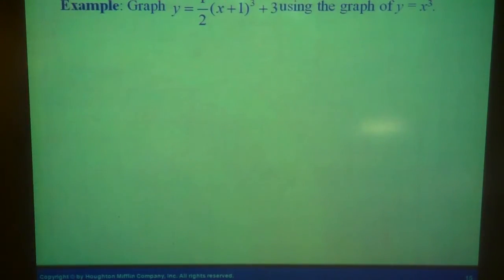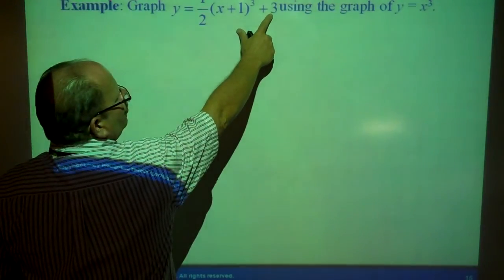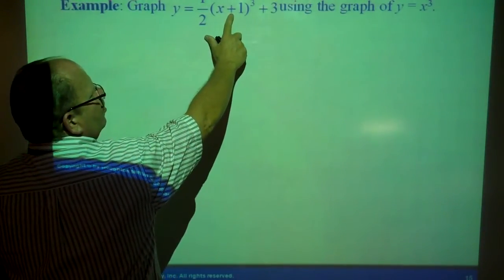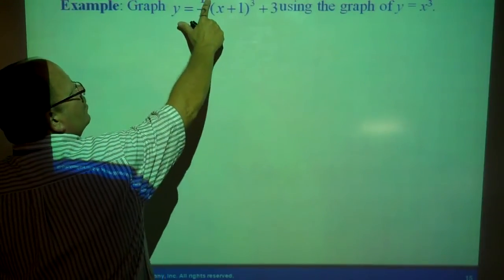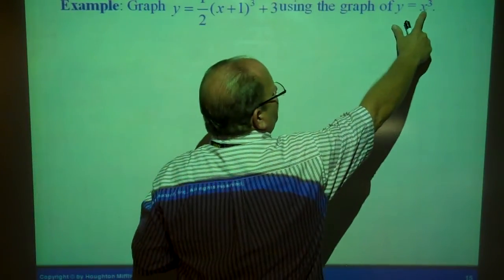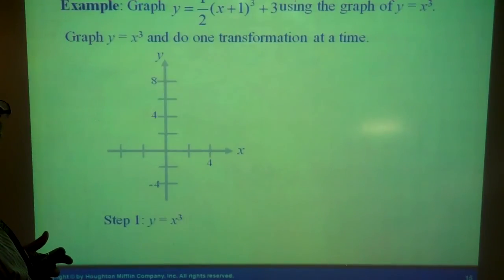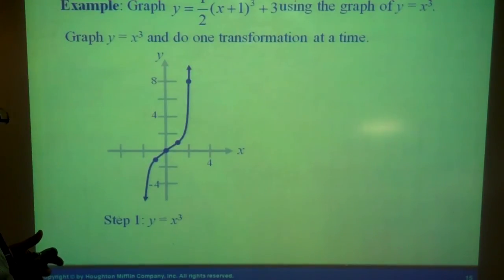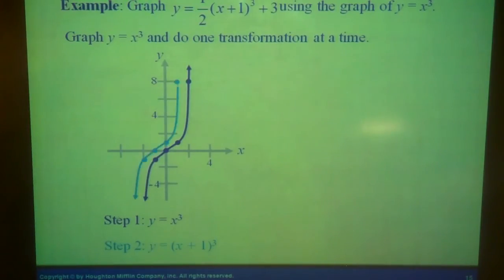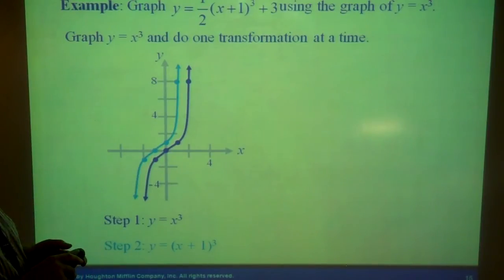Now we put all 3 ideas together that we've learned today, and we are going to have an upward shift of 3. We're going to have a shift left of 1, and we're going to squash our graph or stretch it wider. Okay? We begin with the graph of x cubed. We all learned what that looks like yesterday. Okay, and we're going to do one transformation at a time. Here's our graph of x cubed. We move it 1 to the left. Then we have to move it up 3.